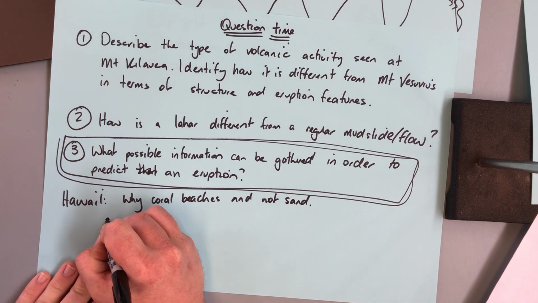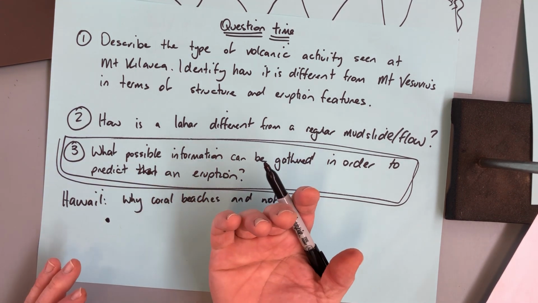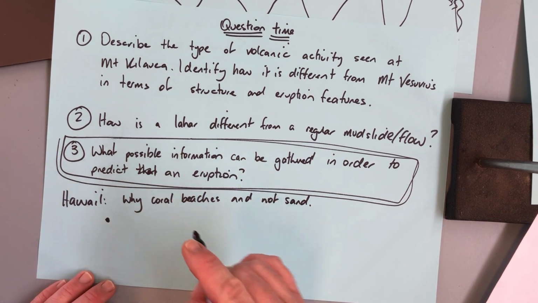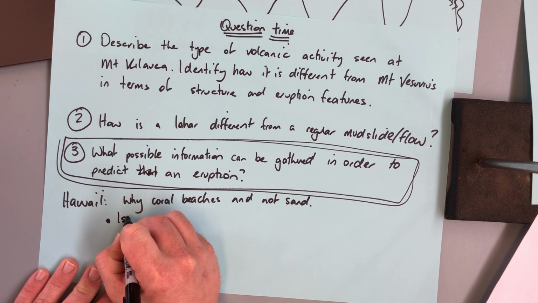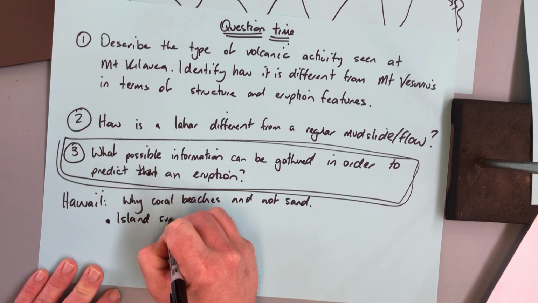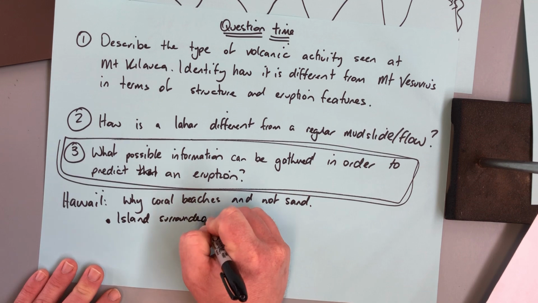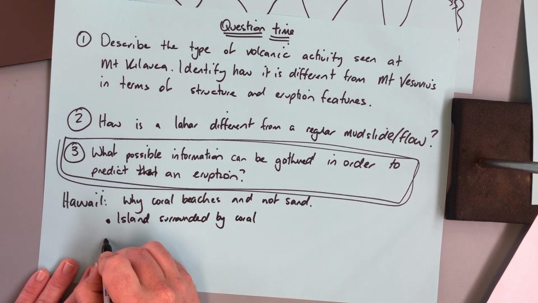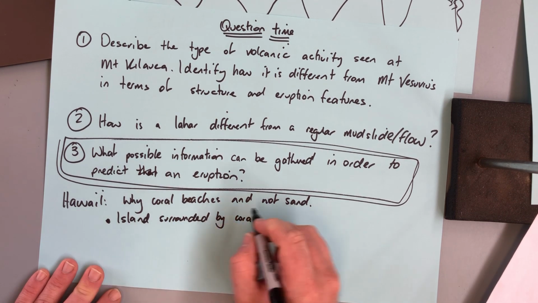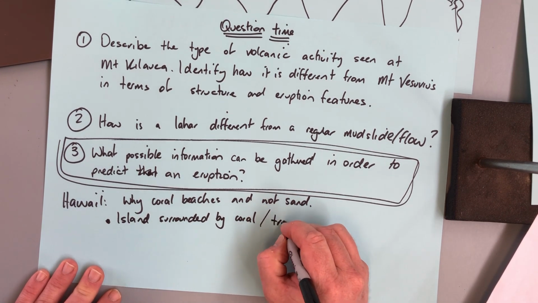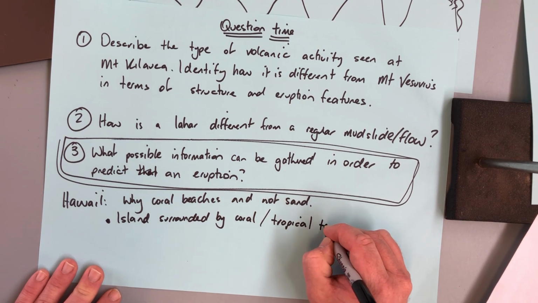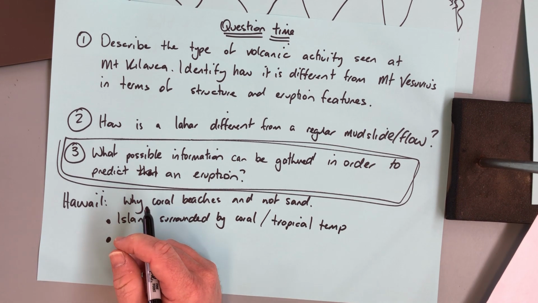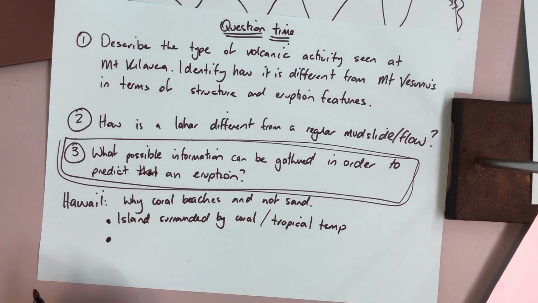Okay, so number one, the island is surrounded by coral. And there's also a lot of coral in the seamounts nearby. It's also got a tropical temperature, so coral can form. Why no sand? That's the big question though.